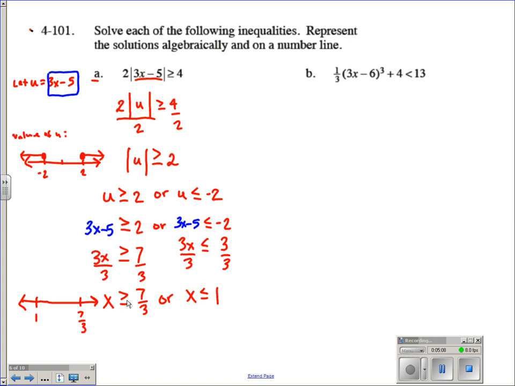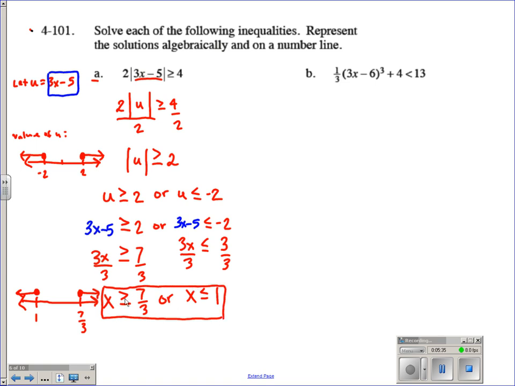And each of these inequalities, so if it's going to be greater than or equal to 7/3, we take it, and it's going to go out this way. And if it's less than or equal to 1, it's going to be a closed circle here, and it's going to go out this direction. So our answer there ends up being this. Ooh, almost caught it there.